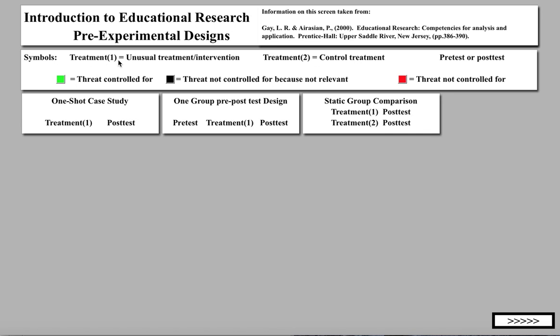Treatment 1 is usually the intervention. Treatment 2 would be the control group. So if you see down here treatment 1, you know this is an intervention, and treatment 1, this is an intervention. Treatment 1 here means that's an intervention, this is a control group. And then pre-test or post-test, we know what those are.